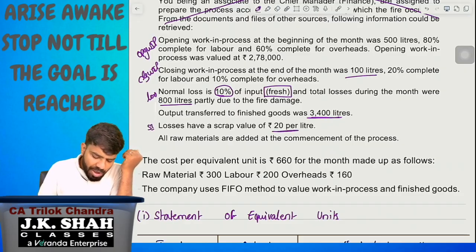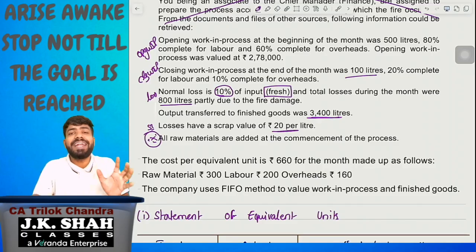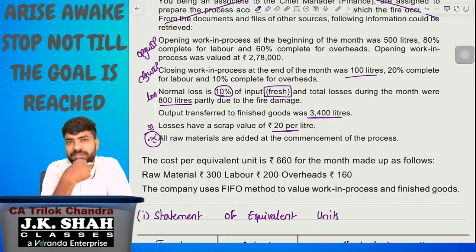All raw materials are added at the commencement of the process. This point makes sense in this question. What is the meaning of this? Once the process gets started, 100% material will be given as input at the beginning of the process.